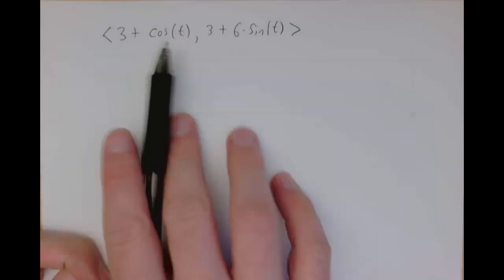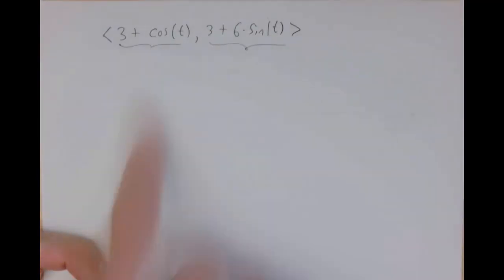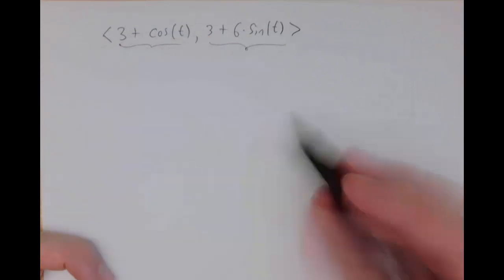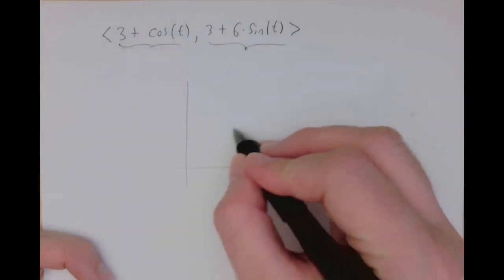All right, what about this shape? So I hope you remember your parametrics. So it seems like I'm starting at 3, 3. So let's draw a little sketch here. So I'm starting at 3, 3.